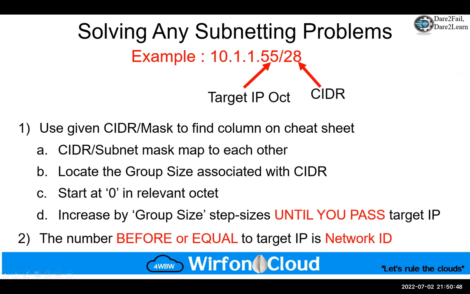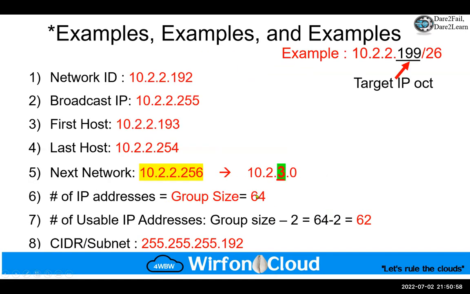Okay. So that side of 255.255.255.192. From here we know our group size. We have a number of IP addresses, 64. We can get the number of usable IP addresses: 64 minus 2, we get 62. Now remember, if this is AWS, you do minus 5, not minus 2.